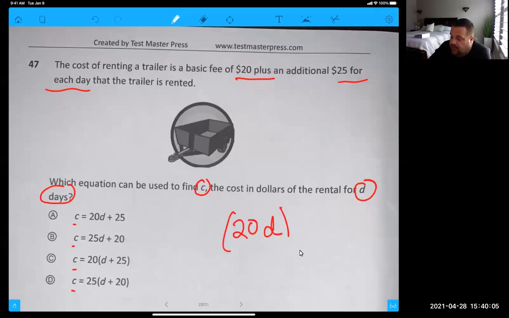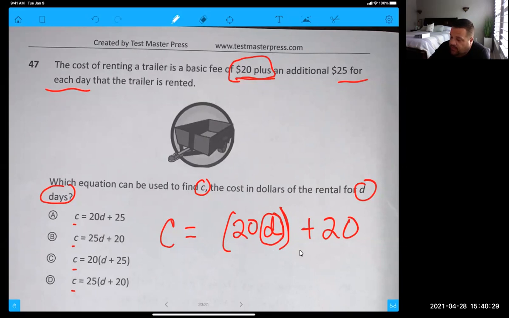So we put that like that because we know we're going to multiply that, right? And then we're going to have to add in the additional cost, a basic fee of $20, right? So we know that that is what the cost is going to equal. So it all comes back to how many days to decide the cost. So which one of those does that match?